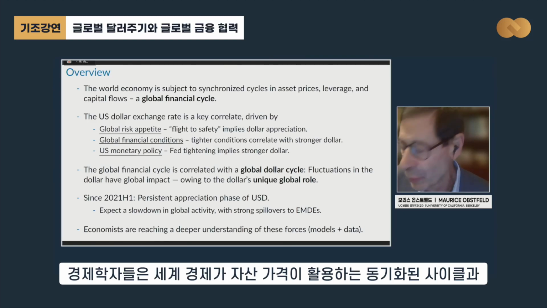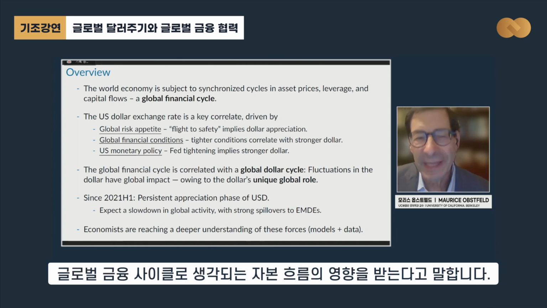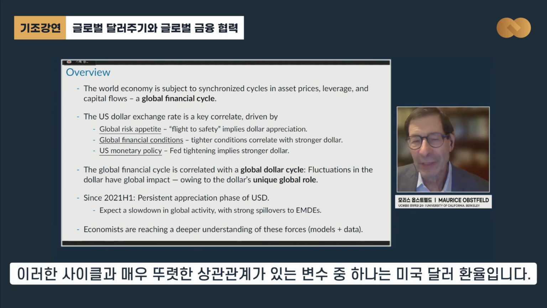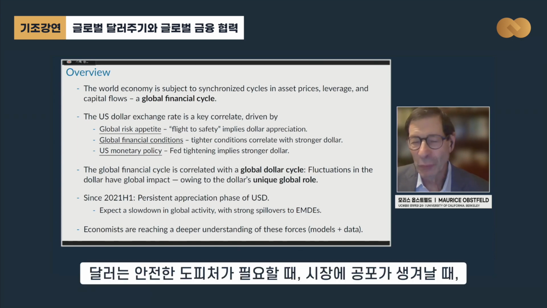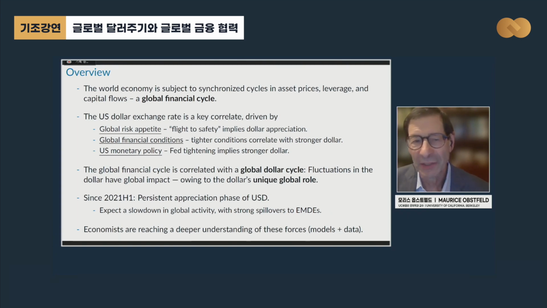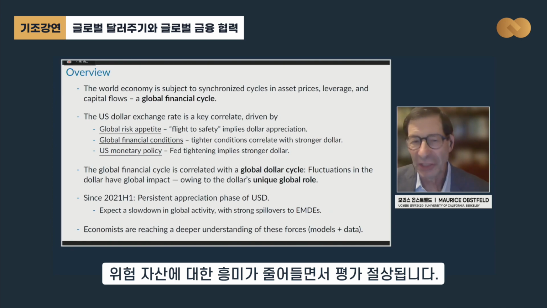Economists have noted that the world economy is subject to synchronized cycles in asset prices, leverages, and capital flow, which they think of as a global financial cycle. One variable that is very prominently correlated with this cycle is the US dollar exchange rate. The dollar appreciates when global risk appetite falls, when there's a flight to safety or a panic in markets, when global financial conditions tighten, for example, tighter monetary policy by the Fed.